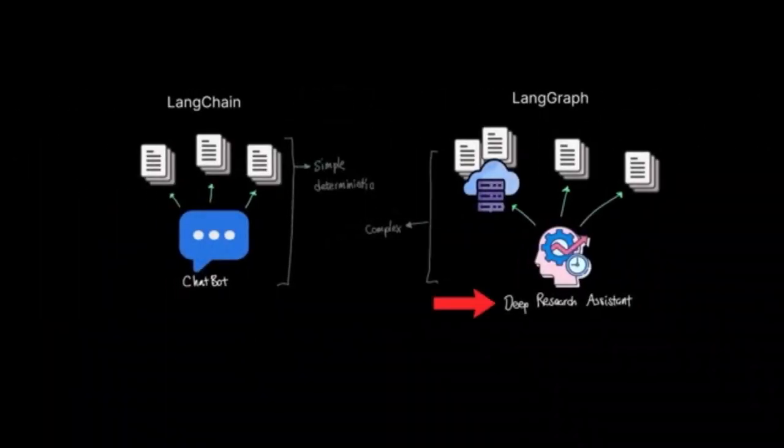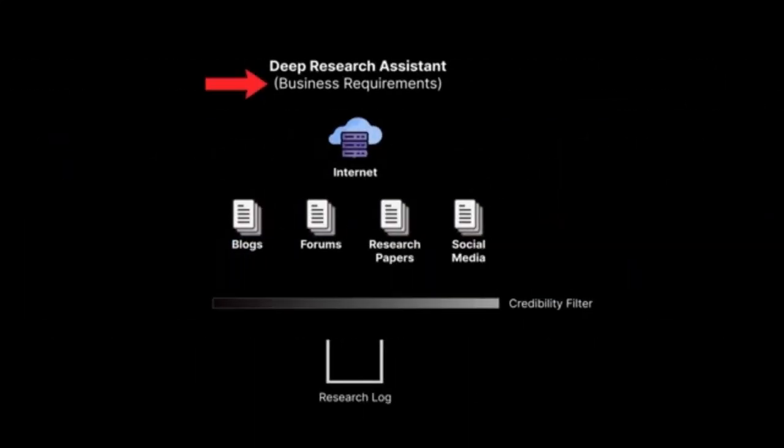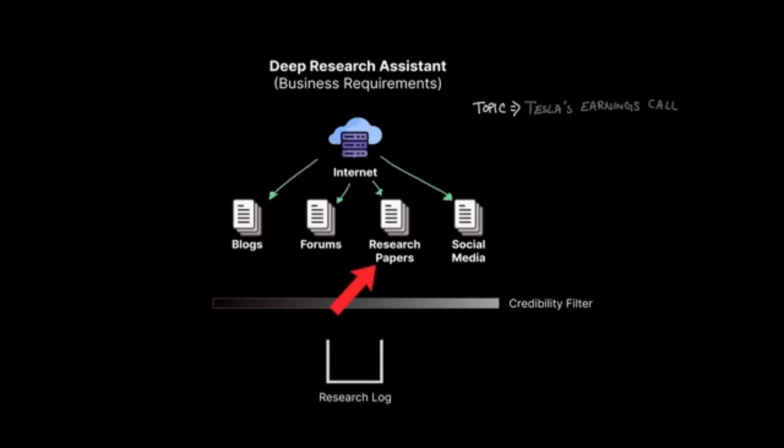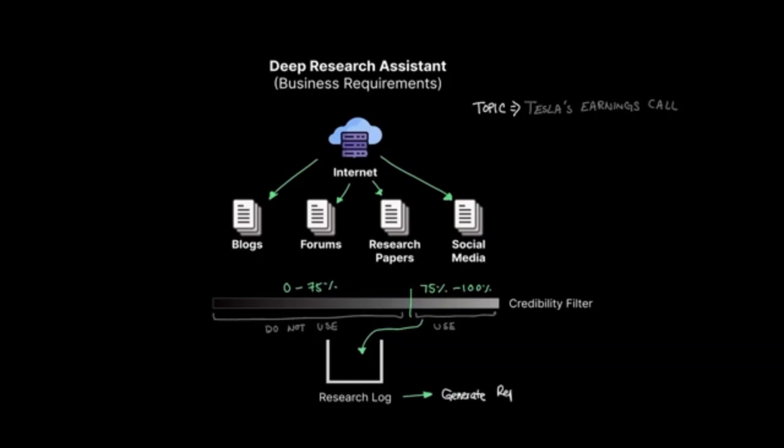So let's go back to the deep research assistant as an example to understand the difference with a little bit more granularity. So let's say the business requirements for the deep research assistant was to first browse the web, then find relevant details about a given topic, and let's say the research requirement was about Tesla's earnings call. And then the assistant needs to read and comprehend all news sources from blogs, forums, research papers, and social media, and finally decide if the information contained is trustworthy and useful. And each source of information needs to surpass 75% in order for it to be deemed as trustworthy. And the final step for the assistant is to then gather all the credible data and build a report.